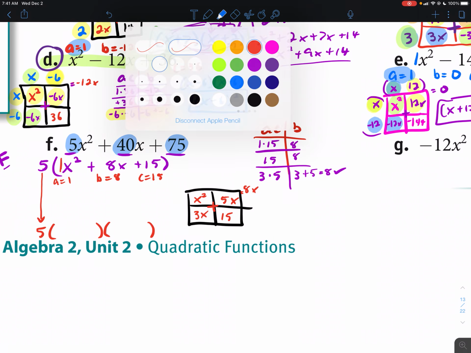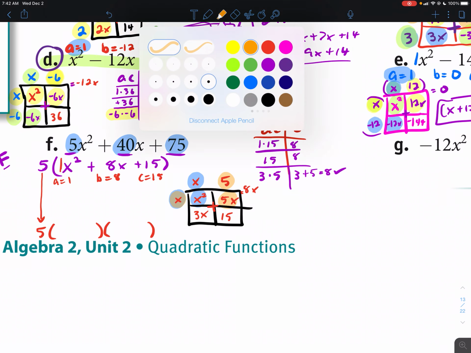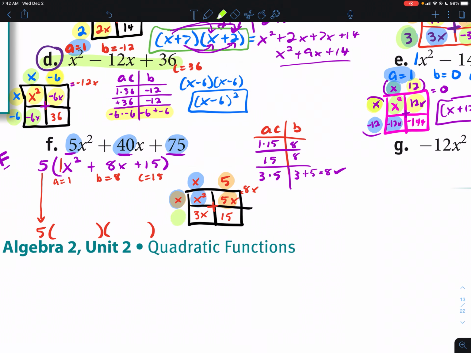And now we work backwards. We build on the outside. X squared, so that has to be x times x. X times x gives us x squared. And then we think, what times x gives us 5x? Well, that would have to be 5. And then what times x gives us 3x? Well, that would be 3. So our answer, the x plus 5 goes in one set of parentheses, and the x plus 3 goes in the other set of parentheses. So our answer is 5 times x plus 5 times x plus 3.